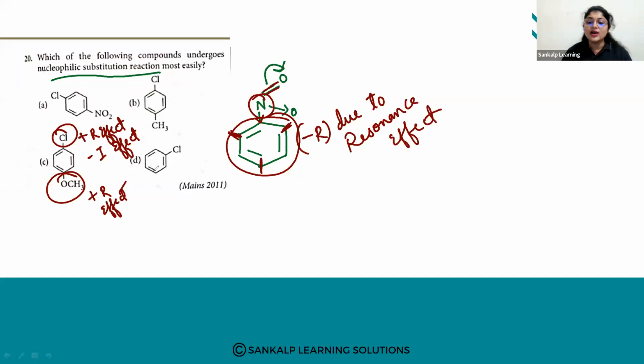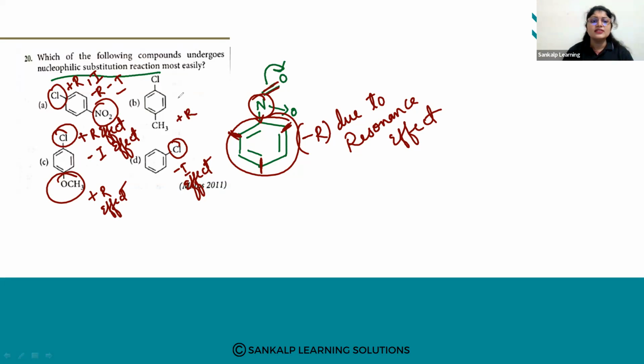Then if I consider option D, because of the presence of Cl, it will show minus I effect. When you consider this option with Cl and NO2, Cl will show plus R effect and minus I effect, and the nitro group will show minus R and minus I effect. And here this will show plus R effect.